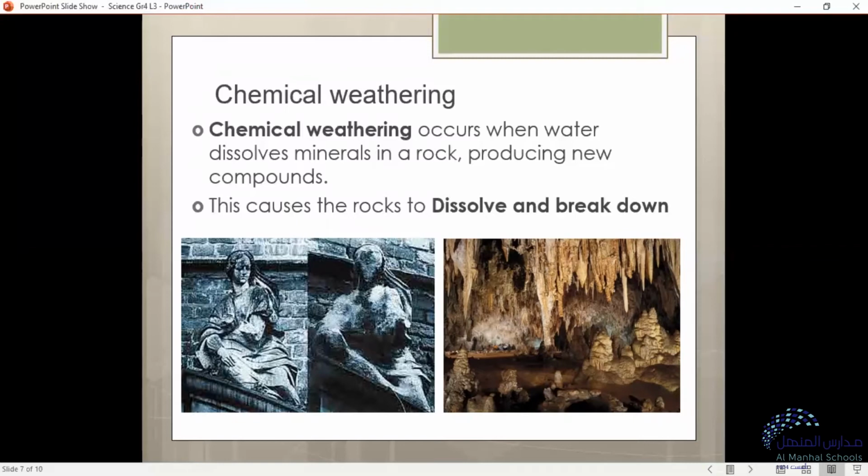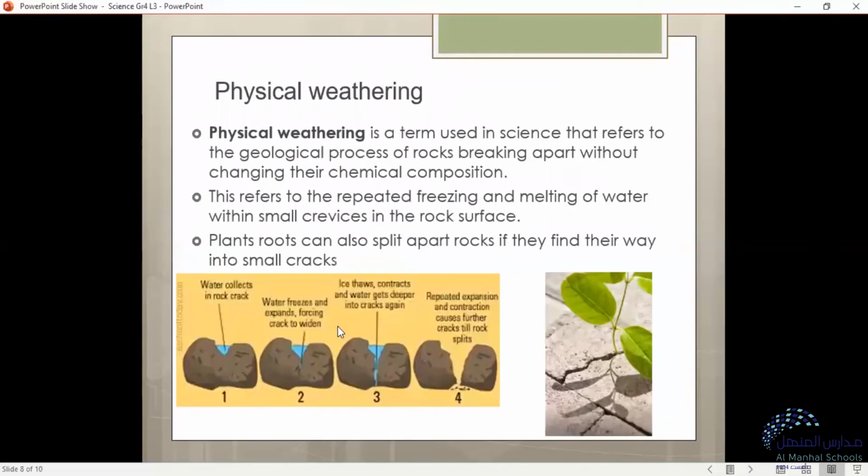This causes rocks to dissolve and break down. So you can see there that the face doesn't even show anymore. The features of the hand and also most of the features on this statue have worn away because of weathering.